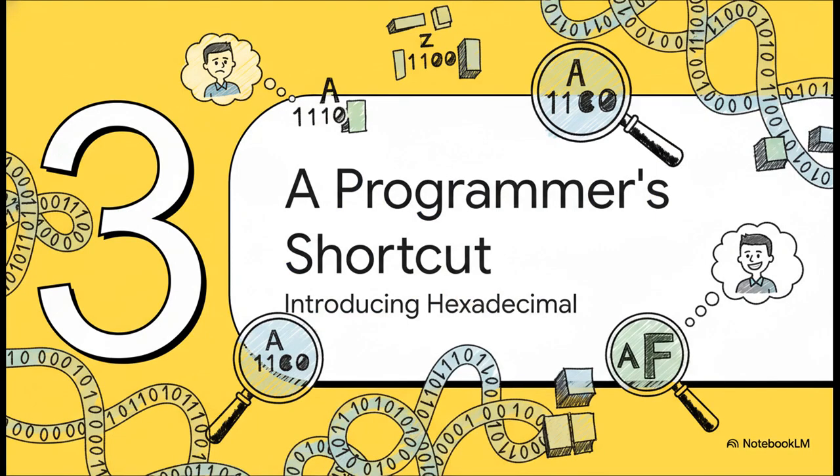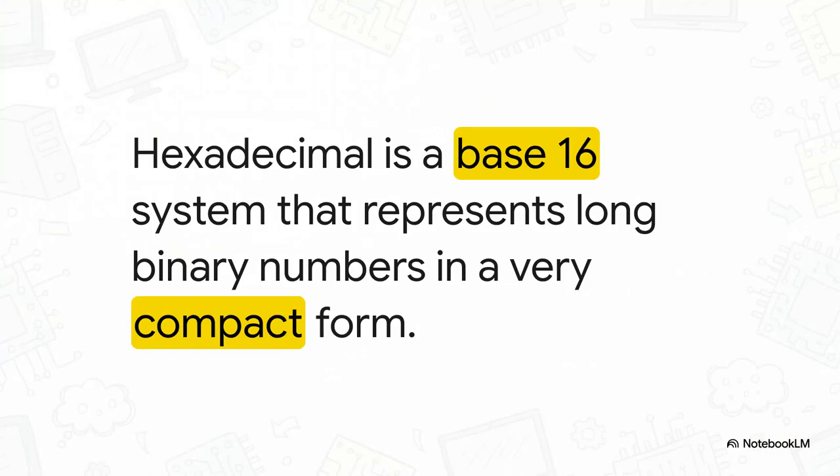So you can probably imagine staring at pages and pages of ones and zeros would drive anyone nuts, even programmers. So they came up with a really clever shorthand to make these long binary numbers way easier for us humans to handle. And that shortcut is called hexadecimal, or just hex for short. It's a base 16 system. Now, to get 16 different symbols, it uses our normal numbers, 0 through 9, and then it just borrows the letters A through F to represent the values 10 all the way up to 15.